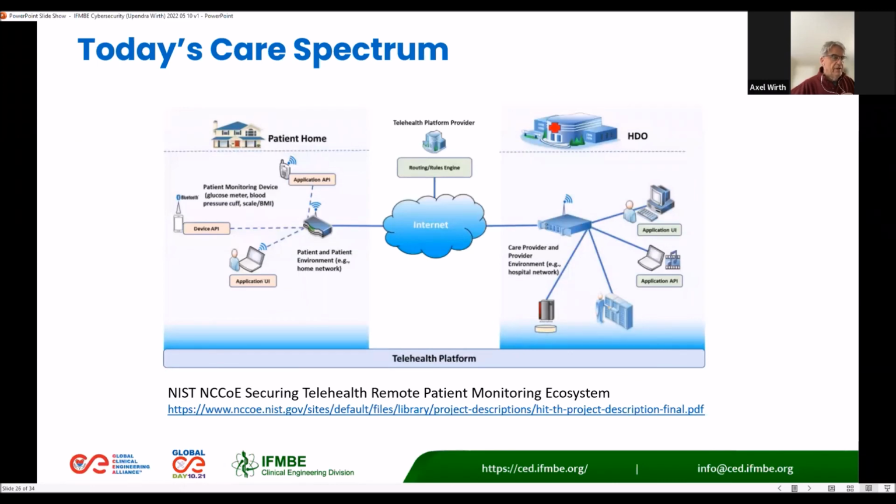So if you look at the care spectrum, on the left-hand side, you now have the patient's home that has a multitude of devices, and some that measure from a patient directly, some that require the patient to enter data into a data collection tool. There is typically a telehealth platform provider in the middle that then routes the data to the care provider, to the doctor or the hospital. And there's a great white paper that was published here in the US by our National Institute of Standards and Technology on how to secure these type of telehealth ecosystems. And the link is going to be here in the handout for you to download this white paper. So telehealth is good. Telehealth helps us, helps our patients, helps reduce cost, but we need to be rolling it out in awareness of security risks and with the proper security protection.